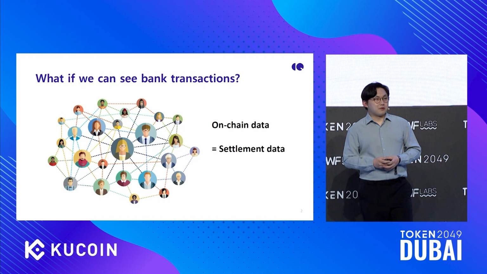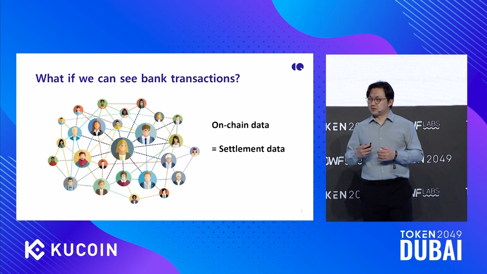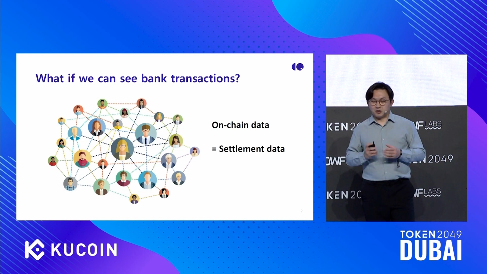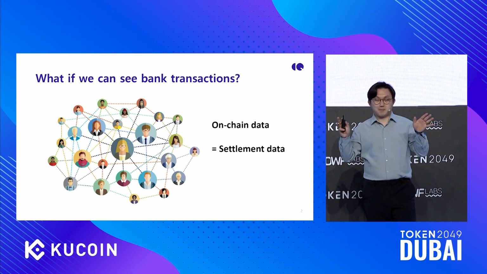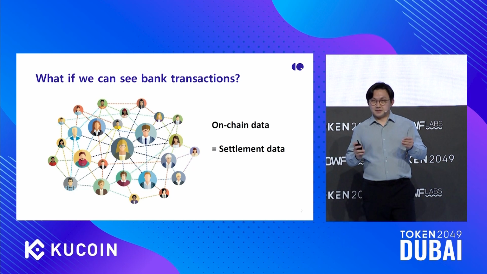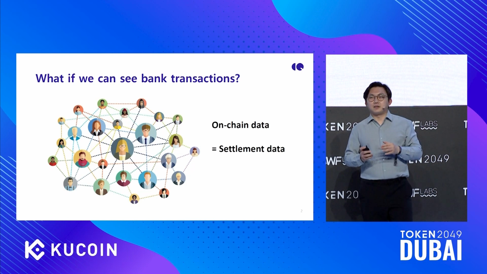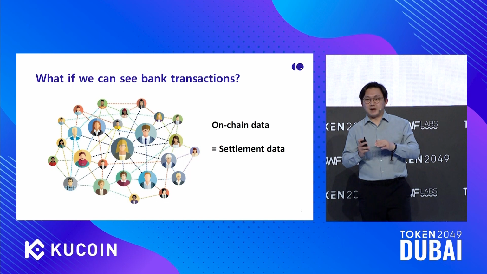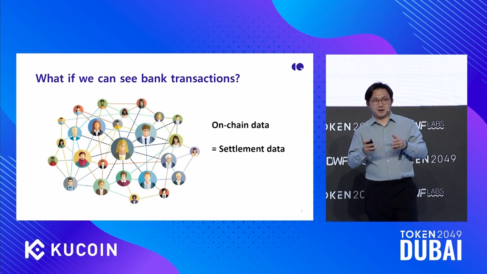A lot of people ask us what on-chain data is. Imagine you can see all the bank transactions around the world. You can see settlement data. Crypto is the first kind of asset where execution and settlement happen at the same time.